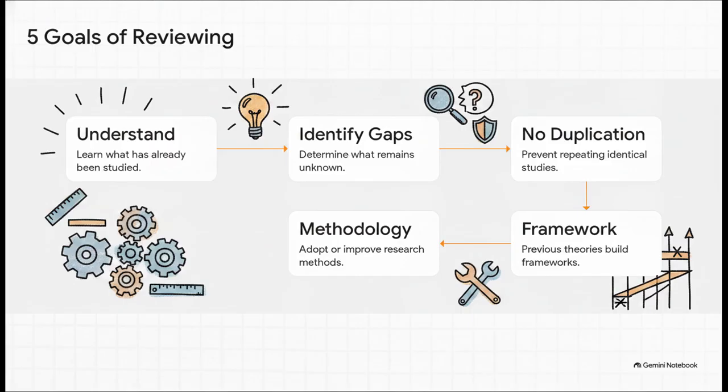Number 1, you understand existing knowledge. You learn what's out there so you aren't flying blind. Number 2, you identify research gaps. You figure out what we still don't know. Number 3, avoid duplication. This stops you from repeating identical studies someone else already spent years doing. Number 4 is develop a research framework, which basically means using previous theories to build your own models. And finally, number 5, improve methodology. You can actually adapt existing research methods for your own work, so you go from just discovering what's known all the way to actively upgrading how you'll conduct your own study.